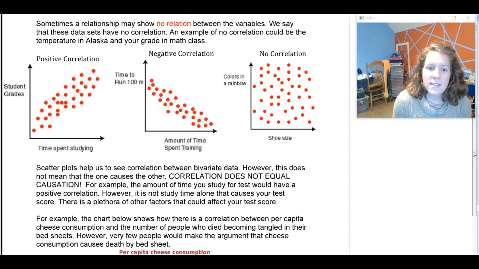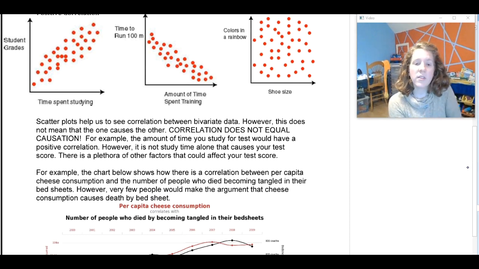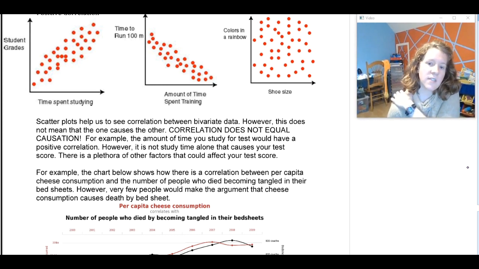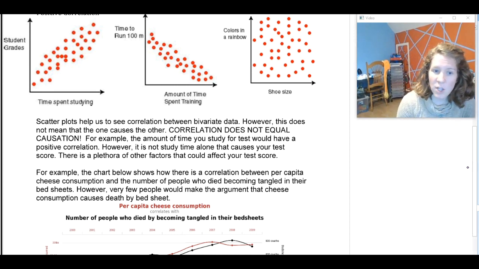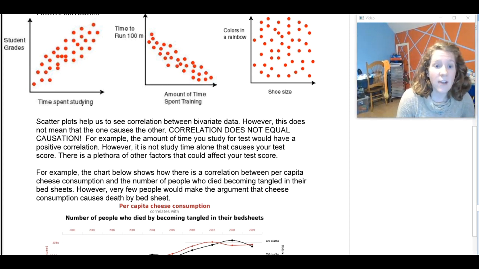Okay, so scatter plots help us to see correlation between bivariate data. However, it's important that you know that correlation doesn't equal causation. Just because two things are correlated, it doesn't mean that one of them is causing the other. It just means that there's some relationship. So for example, the amount of time you study for a test would have a positive correlation with your grade. However, the study time alone doesn't cause your test score. It's not causing your score to go up, because then you would never have that kid that I talked about that studied for hours and hours and still bombed the test.